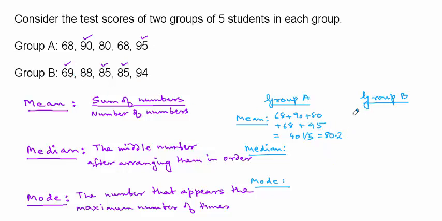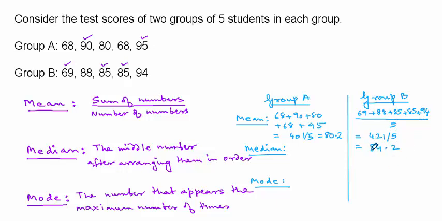Similarly, the mean for group B is going to be, you add up 69, 88, 85, 85 and 94. So 69 plus 88 plus 85 plus 85 plus 94, all of that divided by 5. And that's equal to 421. Let me just draw a line here so that you don't get confused. So that's 421 over 5, which is equal to 84.2.